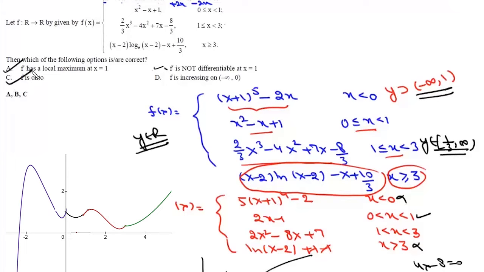Now D: f is increasing on minus infinity to 0. If we find this f dash, it will be 5x plus 1 to the power 4, equal to 2 when x is less than 0, and since we'll get real roots for x less than 0, this function is not strictly increasing in minus infinity to 0. So f is not increasing on minus infinity to 0. The correct options are A, B and C.